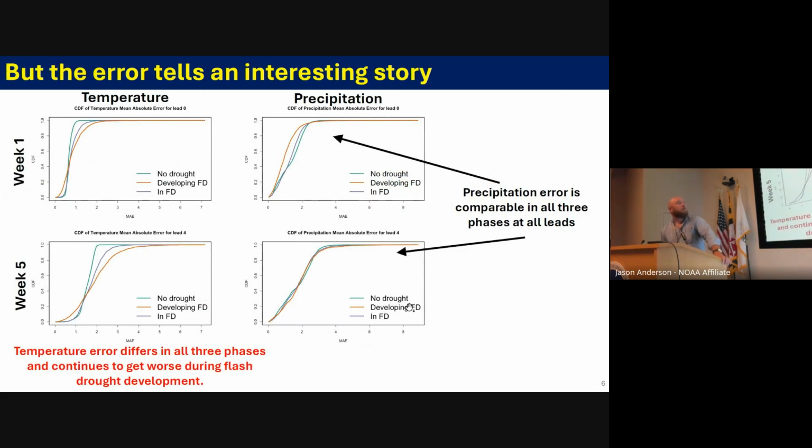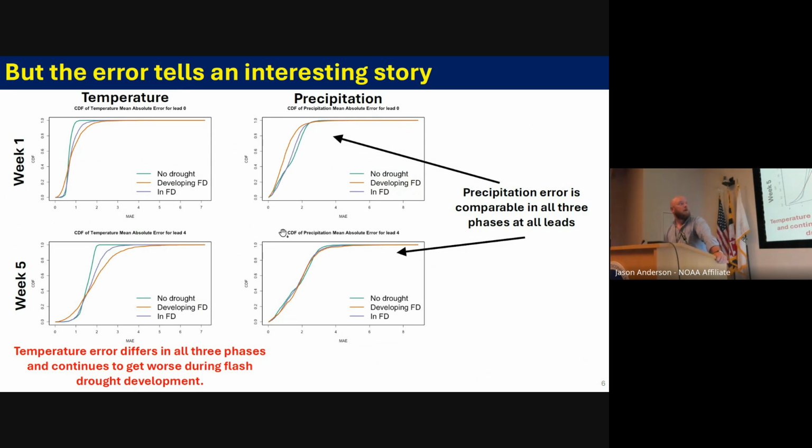So looking at the error, this is something that I found particularly interesting. We'll start with the precip on the right. What we have is the CDF of the mean absolute error, and I broke it down into 3 regimes: when there's no drought, when we have flash drought development, and when we have flash drought present. In week 1, you can see that all 3 have a very similar distribution. The developing flash drought is maybe showing a little less error early on, and that's probably because you have 0 precip in the model and 0 precip in the observations typically in that week 1. So we're going to see a little better error there.